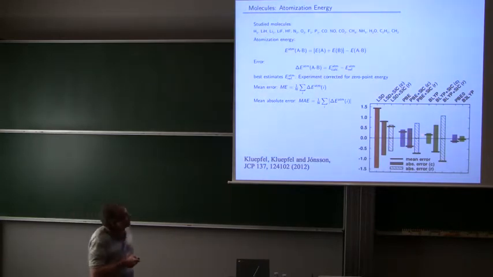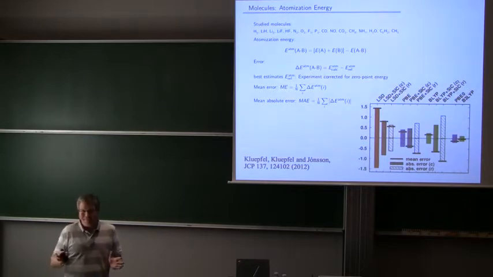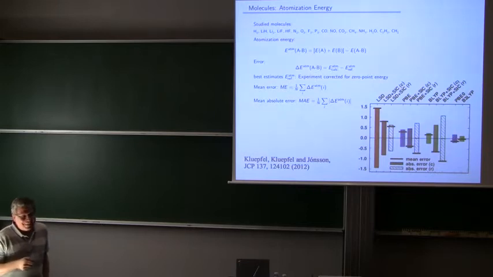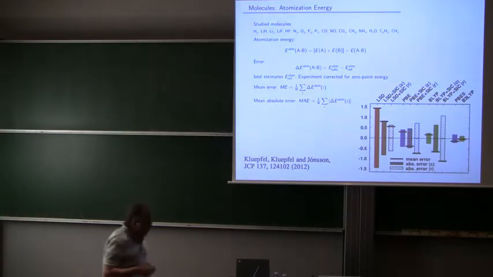Now, look here with BLYP, the old correction is even worse, and so you can see that the self-interaction correction is not necessarily a correction. Here's PBE0 or B3LYP. Now, that's the kind of functional that chemists really like. Okay. So, what can be done?